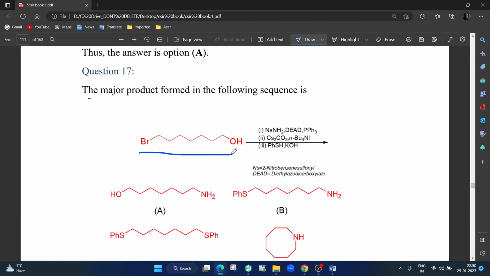So we are having an alkyl chain. At one end we can see we have an alcohol group, at the other end we are having one halide group. And first we are adding NsNH2. You can see here they have given 2-nitrobenzene sulfonyl amine. So though it is an amine, because it is beside a sulfonyl group, it is acidic, it will act as an acid, it will give a proton.